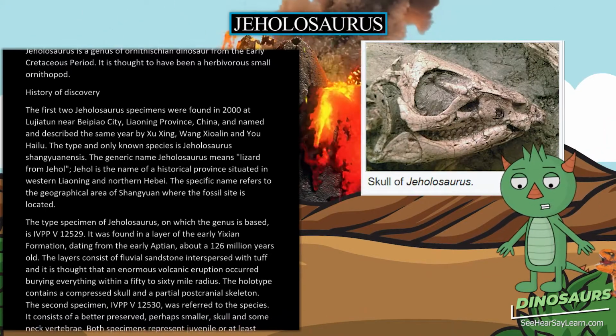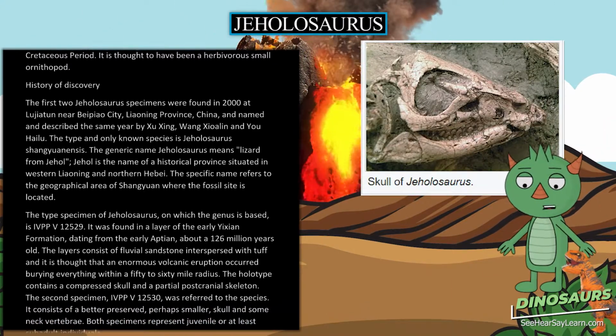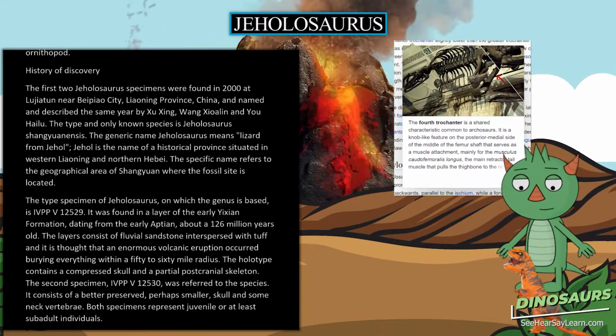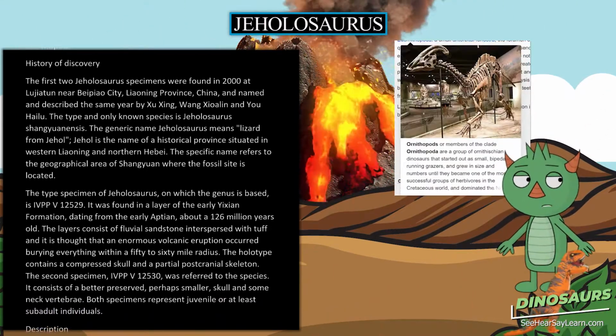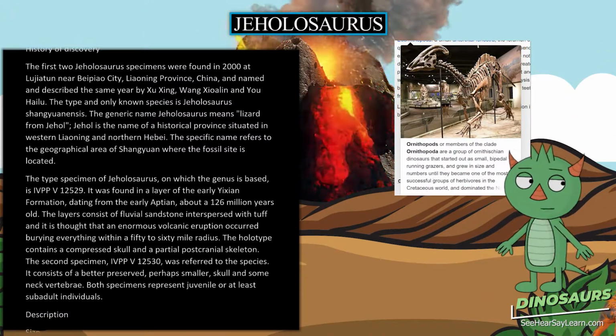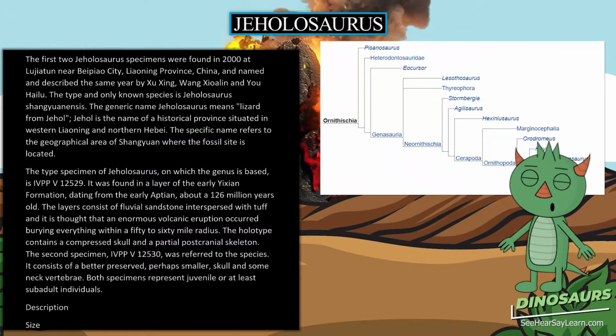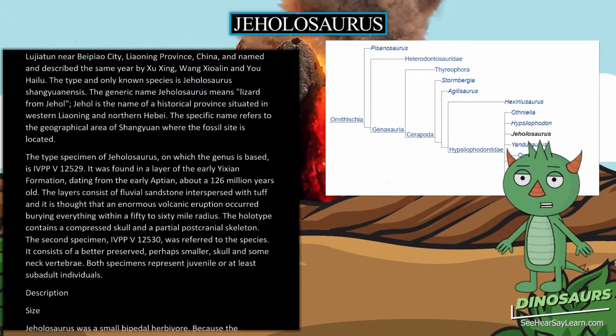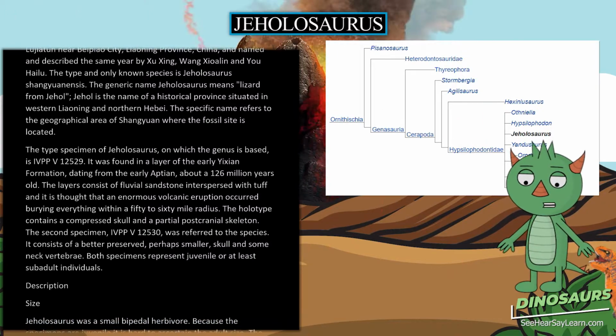The type specimen of Jeholosaurus, on which the genus is based, is IVPP V 12529. It was found in a layer of the early Yixian Formation, dating from the early Aptian, about 126 million years old. The layers consist of fluvial sandstone interspersed with tuff, and it is thought that an enormous volcanic eruption occurred, burying everything within a 50 to 60 mile radius.